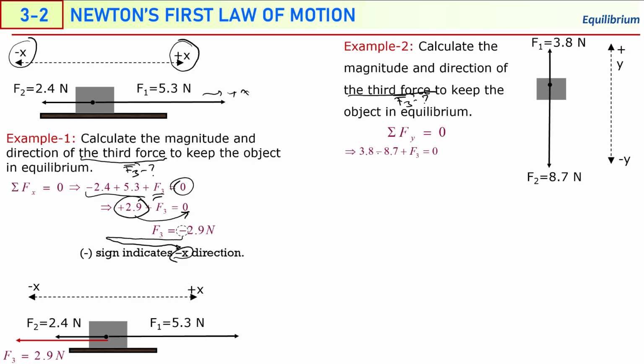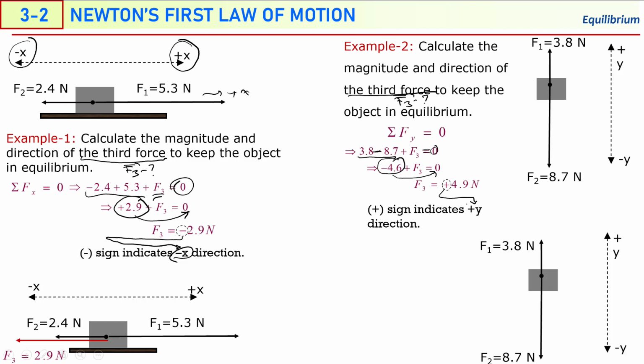I will write it into the equation as negative, and I will calculate F3, which is the unknown force, to make the net force 0, which is the condition for equilibrium. So this operation is equal to negative 4.6 plus F3 is equal to 0. After that, I have to take this negative 4.6 to the right side, so F3 is equal to positive 4.9 Newton. This positive sign indicates that F3 must be in the positive y direction.